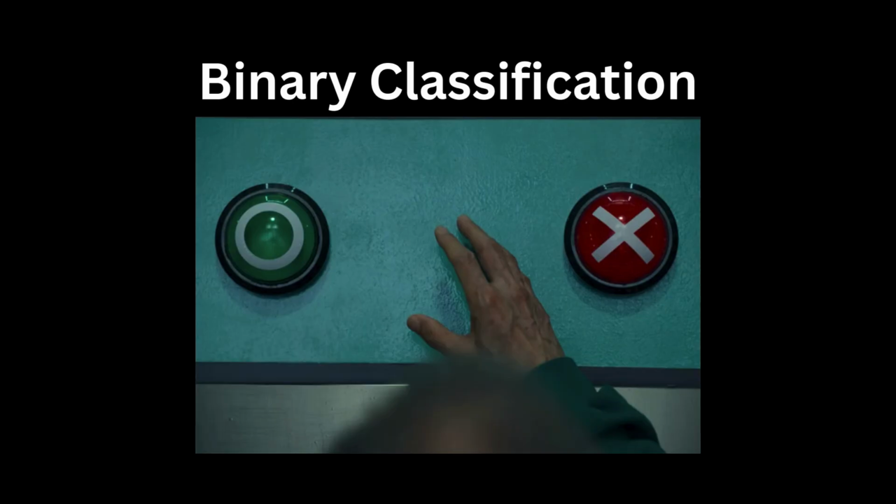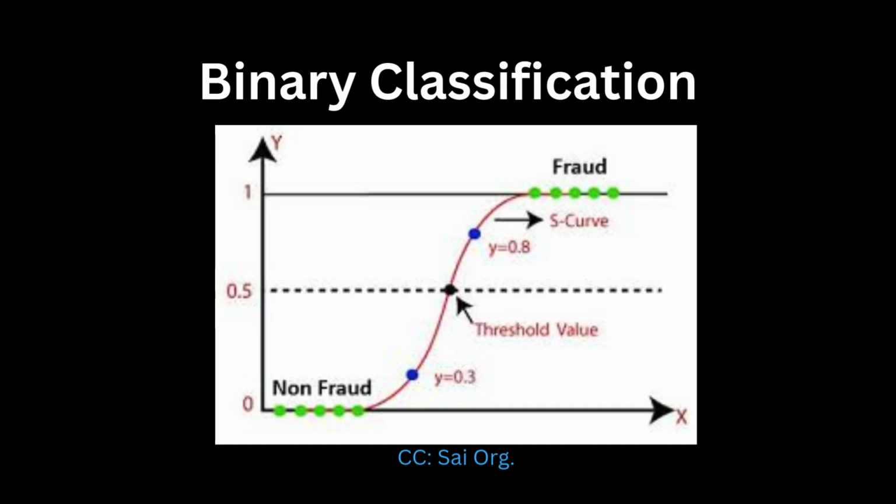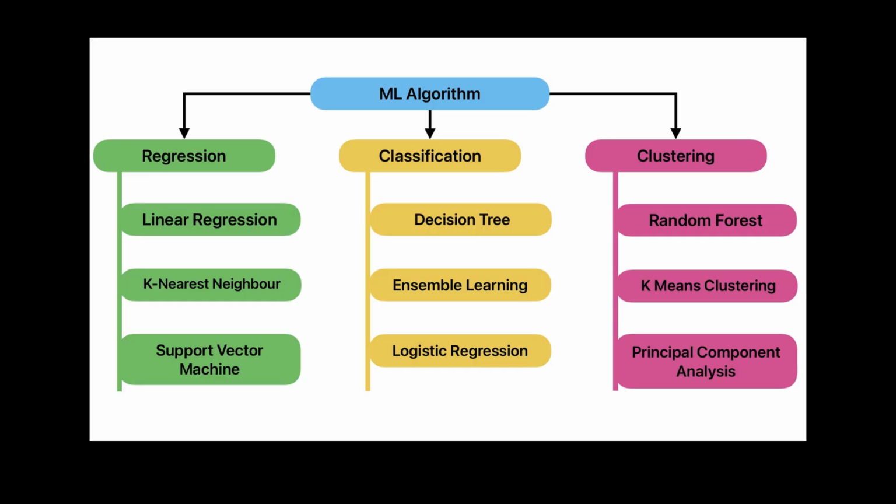So for example, you want to predict whether an email is spam or not, and the answer could be either yes or no. Or whether a transaction is fraud or not, again the answer may be yes or no. And logistic regression is a type of classification model.